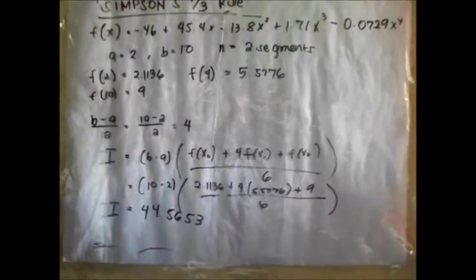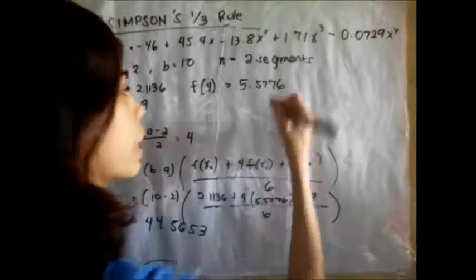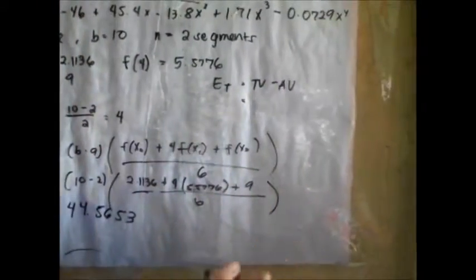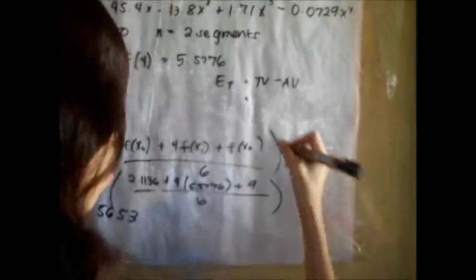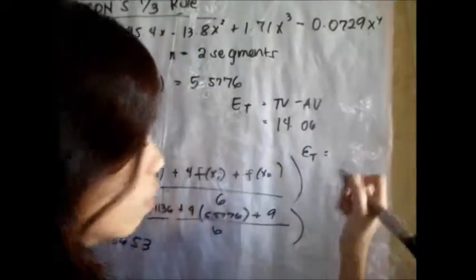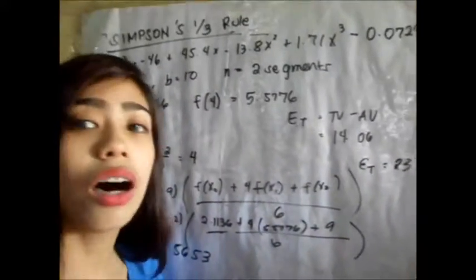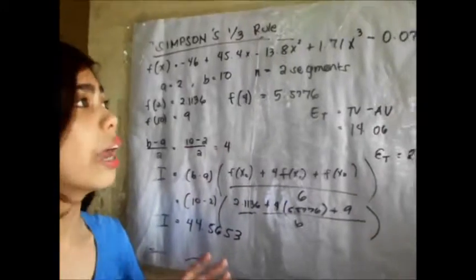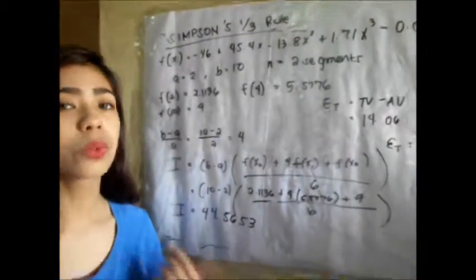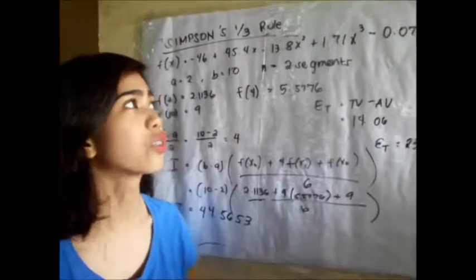44.5653. Based on the true value that we have before, we can find the true error, true value minus approximate value. We have the value of 14.06, which corresponds to a relative true error of 23.98%. As you can see, Simpson's 1/3 rule is closer to the true value as we compare it to the trapezoidal rule. These two rules that we have discussed are just two methods in numerical integration. So that's all. Thank you.